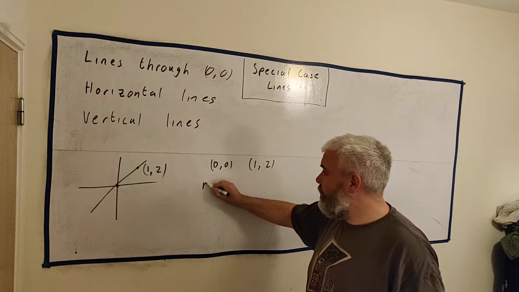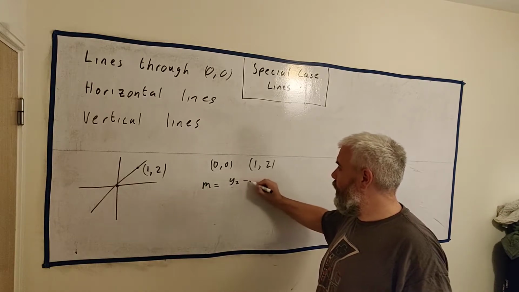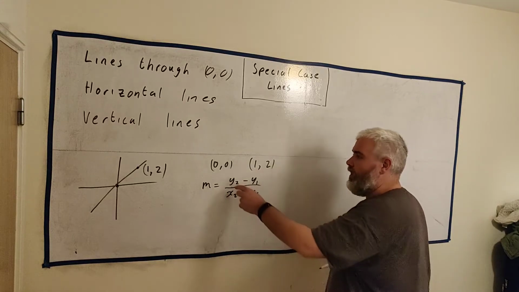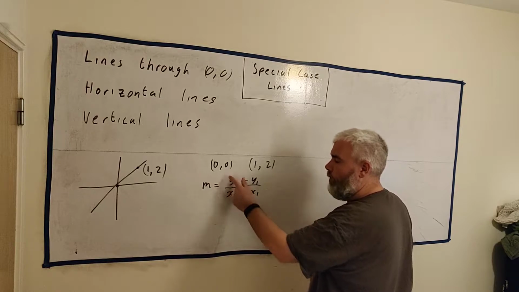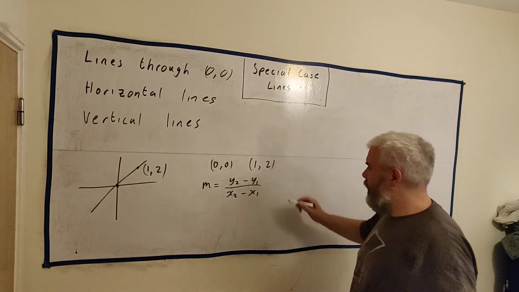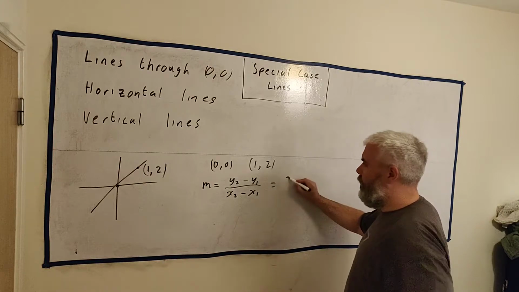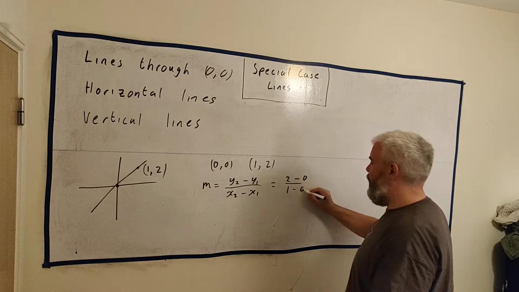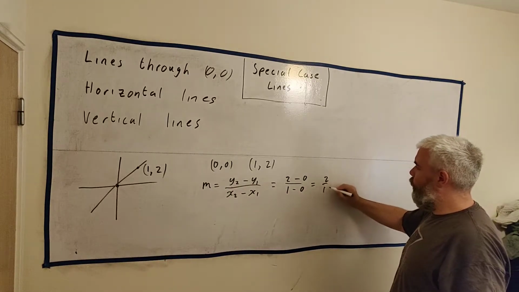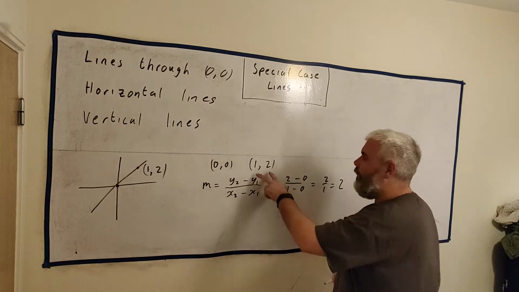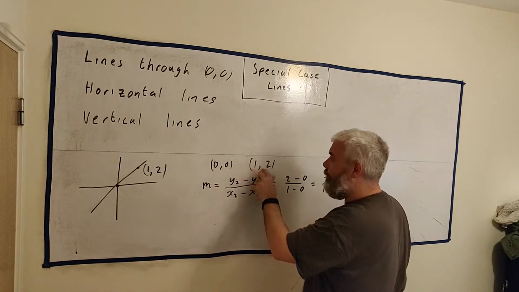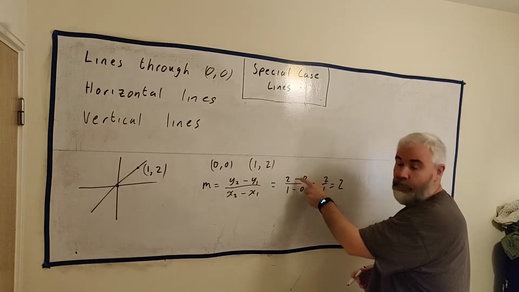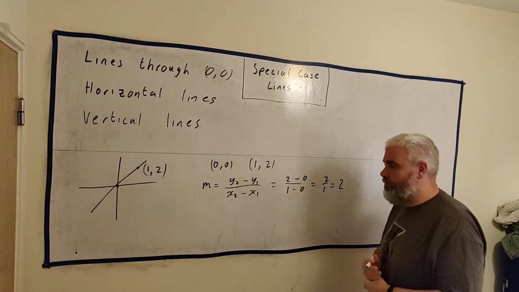To get the slope, we get m is equal to y2 minus y1 divided by x2 minus x1. So we call this x1, y1, x2, y2. So this just becomes 2 minus 0 divided by 1 minus 0, which is equal to 2 over 1, which is equal to 2. Now, if you had put these the other way around, nothing stopping me doing this point first and this one second, you still should have got 2. You would have got minus 2 divided by minus 1, which is still plus 2.